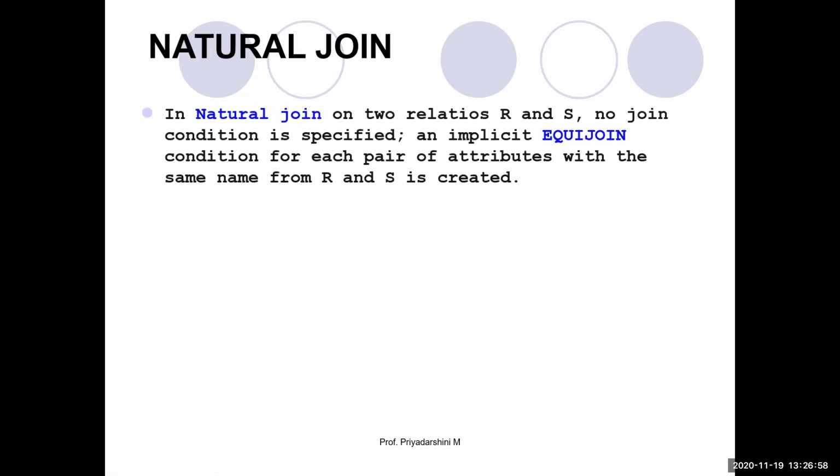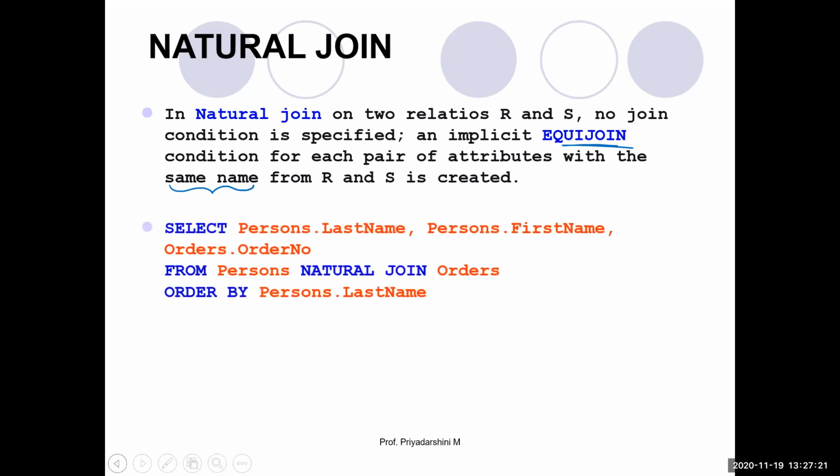Natural join. There's one more keyword called natural join. In a natural join, on two relations R and S, no join condition is specified. Here we don't have to specify any join condition. An implicit equi-join condition for each pair of attributes with the same name from R and S is created. For example, you can see here I have a person table and an order table. In the person table, what was the common attribute with the same name? It was p_id.